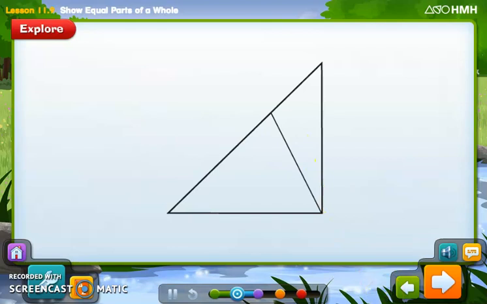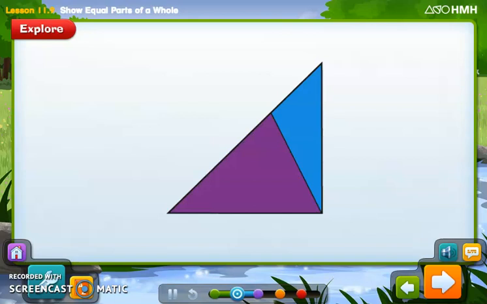This triangle has two parts. Are these parts halves? This looks like a tricky one. No. Oh. The two parts aren't equal in size. So the triangle doesn't show halves. All right.